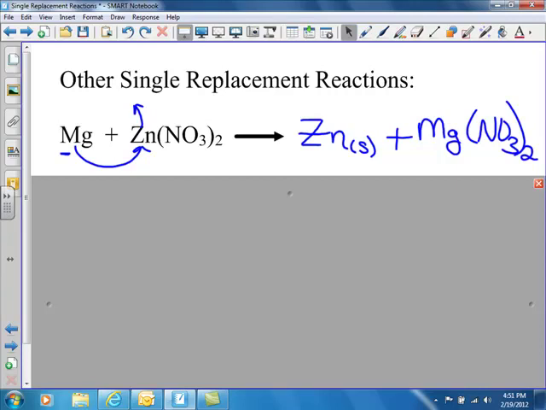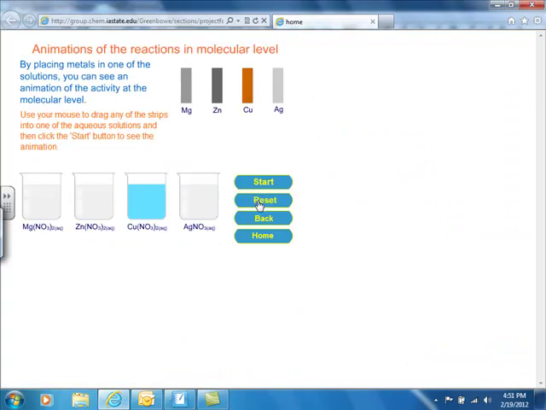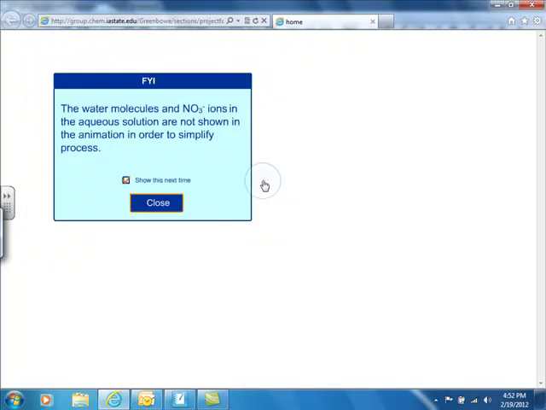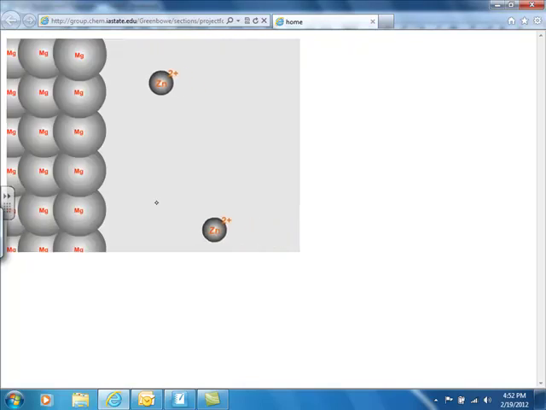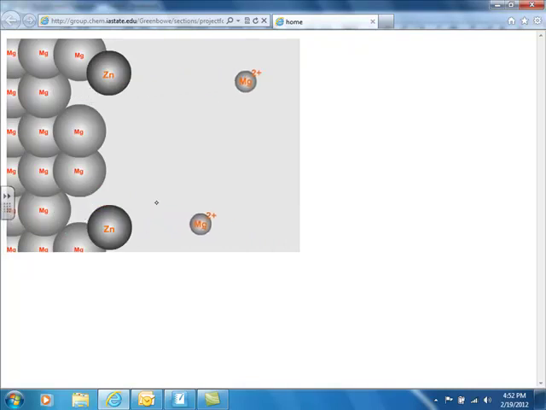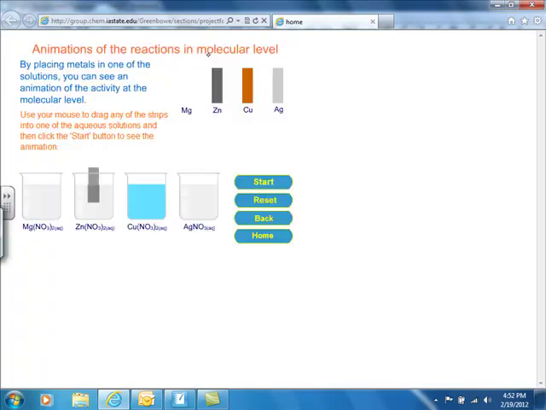And again, we can see this on the atomic level. If I go back to this website here, I'm going to take this magnesium and put it into this solution of zinc nitrate. And if we watch this, here come the zinc ions. They're going to attach themselves, and these big zinc ions over here have now become a metal. The magnesium actually goes into the solution and forms with the nitrate. So that's what's going on in this particular reaction.